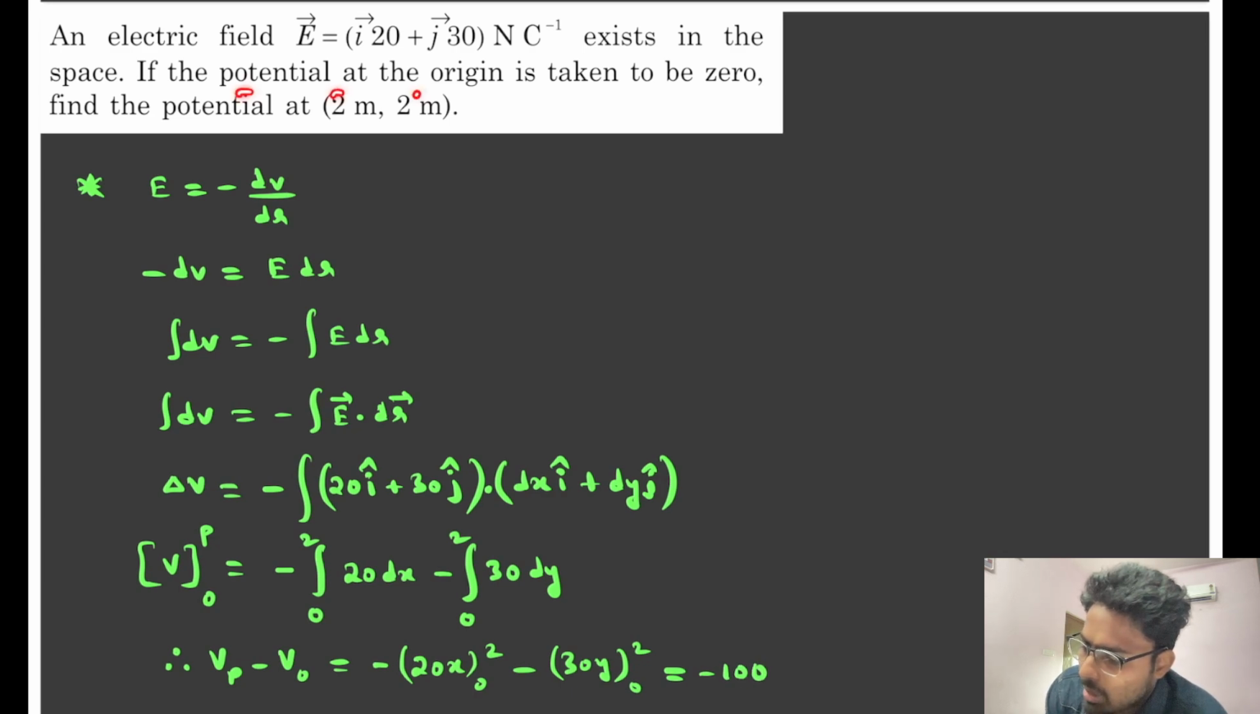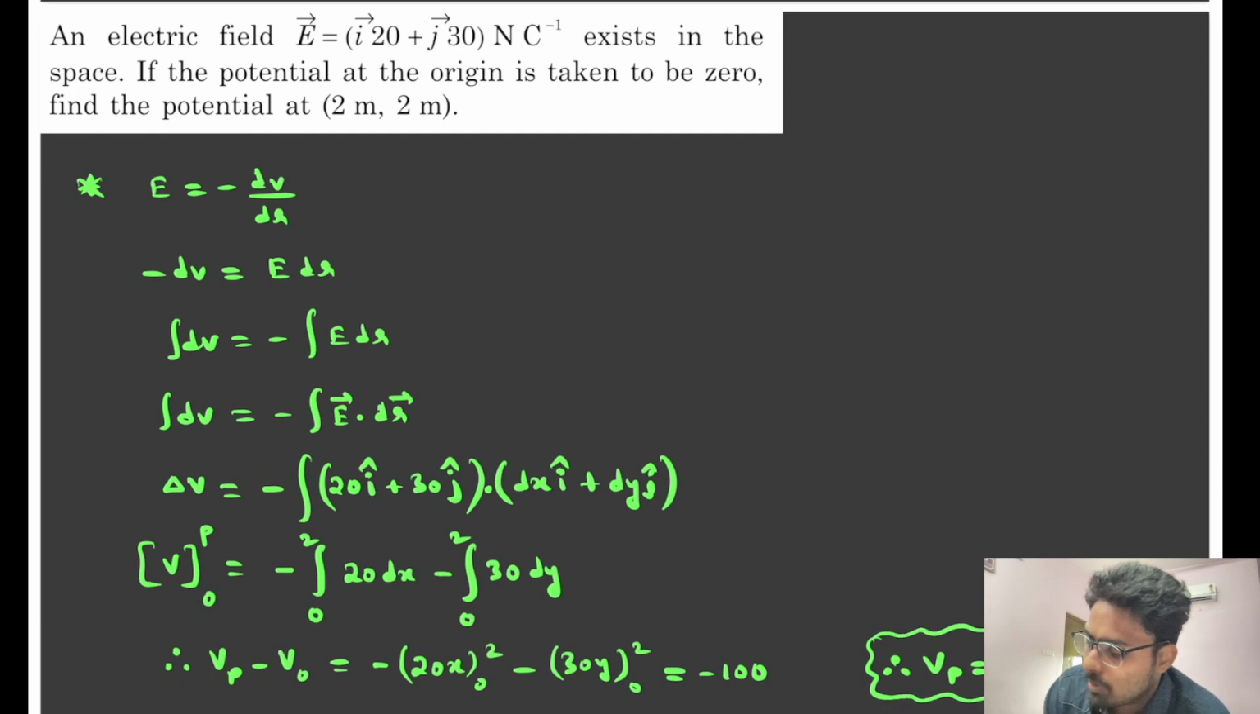Here they are telling that the potential at the origin is taken to be 0. Potential at the origin is taken as 0. So therefore what is the answer you will get? The potential at that point, whichever point they are asking, is nothing but minus 100 volts.